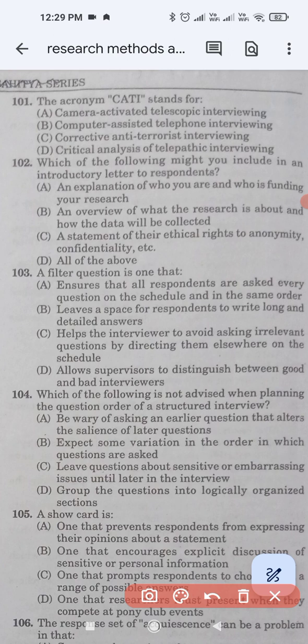Option B, computer assisted telephonic interviewing is the acronym of CATI. So now question number 102.